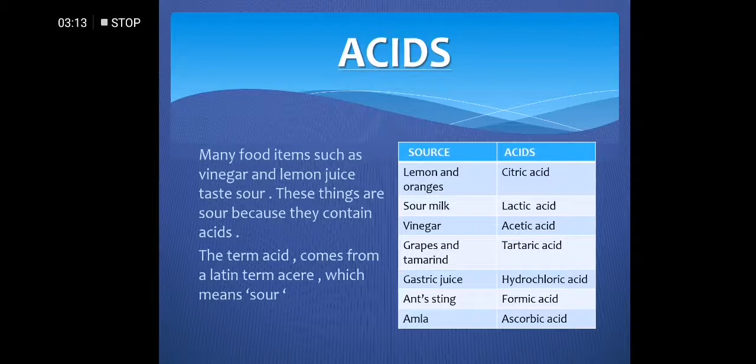Let us discuss some of them. Lemon and oranges are a good source of citric acid. Milk and curd are rich in lactic acid. Acetic acid is found in vinegar. Grapes and tamarind contain tartaric acid. And gastric juice that is secreted in our stomach also has an acid, that is hydrochloric acid. Ant sting also contains an acid which causes irritation to the skin, and that acid is formic acid. Amla is a good source of ascorbic acid.